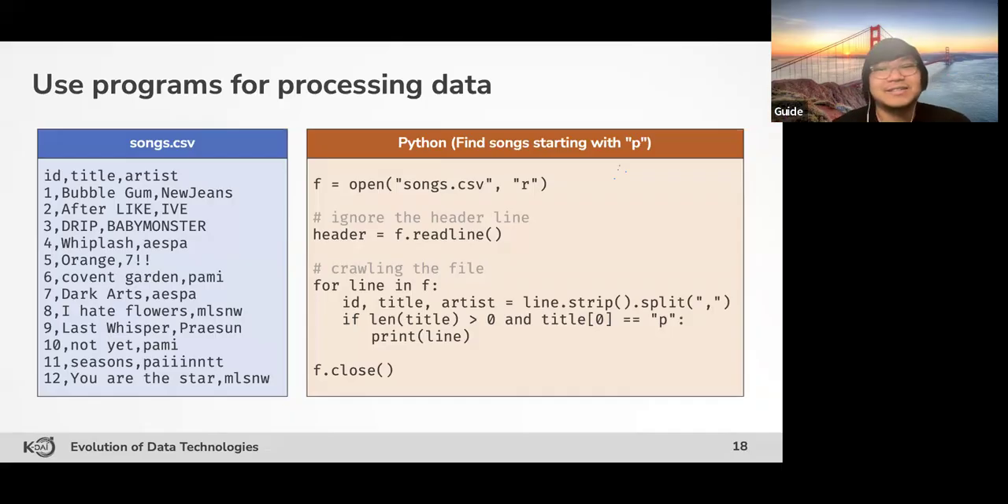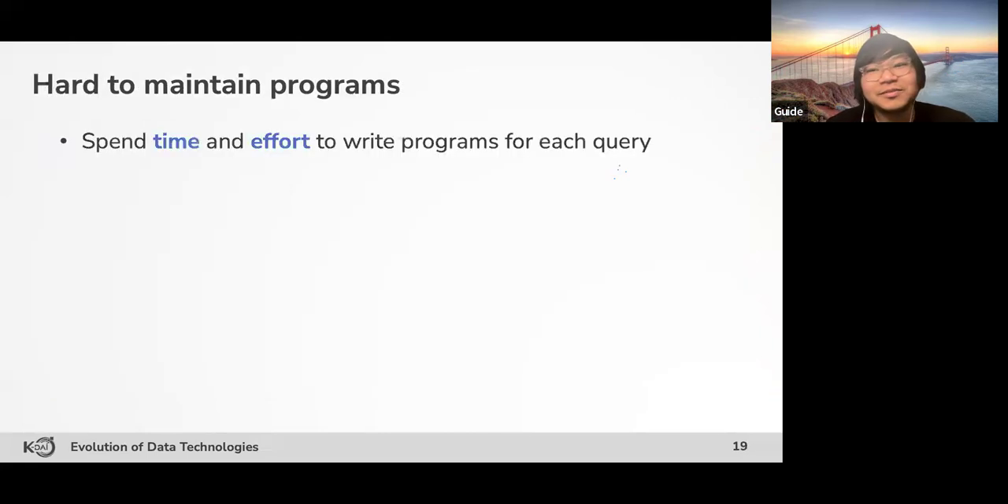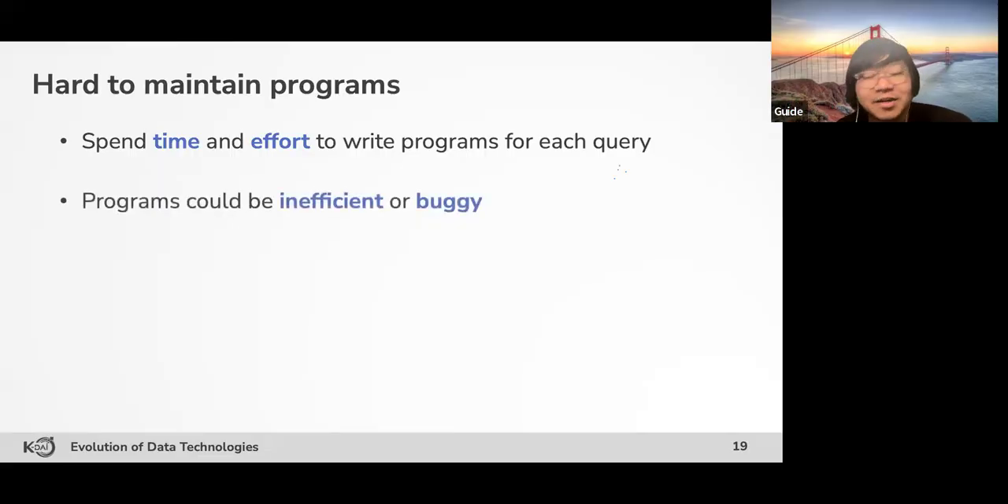The problem with this is that you still need to write a program every single time if you want to do some new data processing task. It's not only time, you need to spend effort as well. Since you spend both time and effort, sometimes you feel lazy, so you write some buggy programs that contain bugs. Or maybe you're too lazy, so you write a very inefficient way to process data. That could be an issue as well, right?